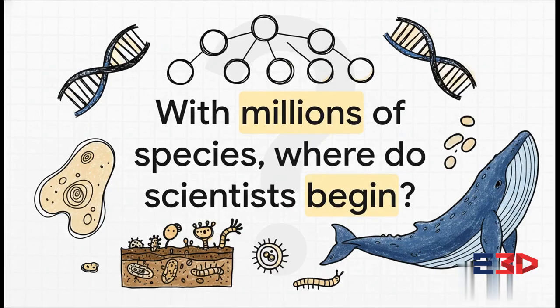Biology covers everything from the tiniest microbe in the soil to the largest blue whale in the ocean, and everything in between. It's the science of everything that is or ever was alive. It's just a massive, almost overwhelming amount of information. So the big question is, where do you even begin? How do you study all that without getting completely lost?